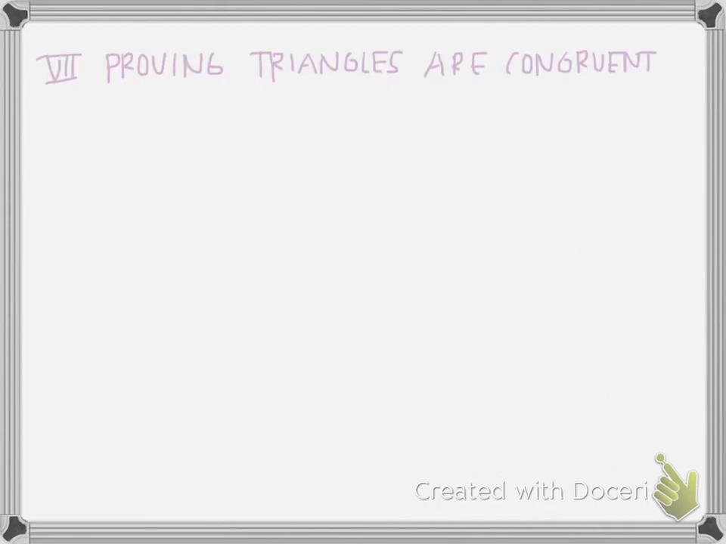Okay, proving that triangles are congruent, remember, we did this a long time ago: side, side, side. That means that side, angle, side would be congruent. Angle, side, angle. Angle, angle, side. And then the hypotenuse leg.